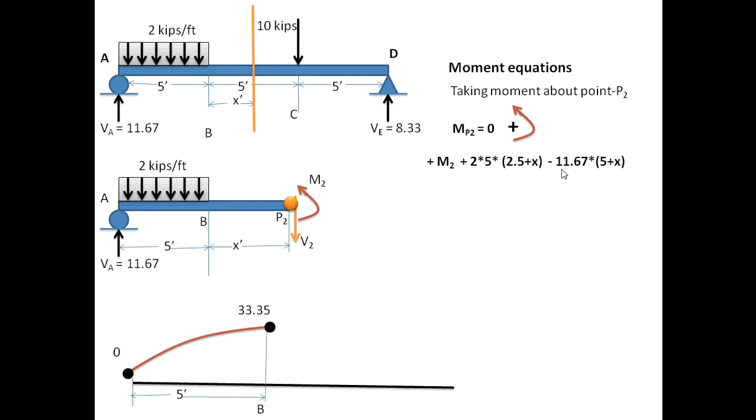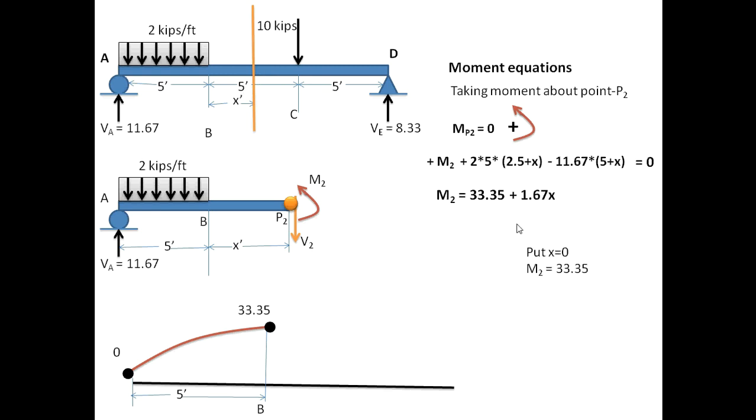And 11.67 is the reaction. This creates clockwise moment, so it is taken as negative, and into 5 plus x is the moment arm. 5 is this distance and x is this distance. This is the total moment arm of the 11.67 reaction about point P2. Arranging this equation, I will get the final equation for the moment for this region.